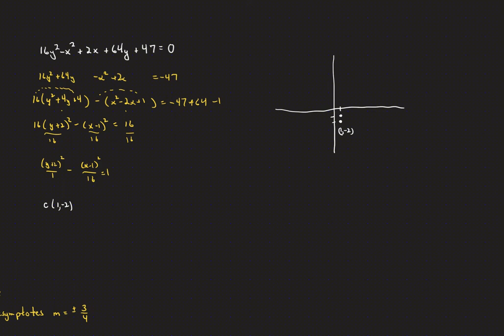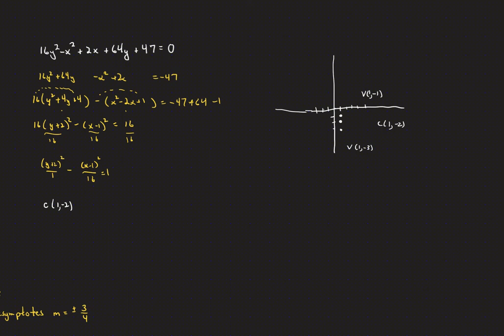So that's going to be a point right there, which is at 1, negative 1. That's going to be one of our vertices. And going down 1 from the center, which is at 1, negative 2, our other vertex is going to be at 1, negative 3. And we'll go right and left. The square root of 16 is 4. So 1, 2, 3, 4. And 1, 2, 3, 4 is there.